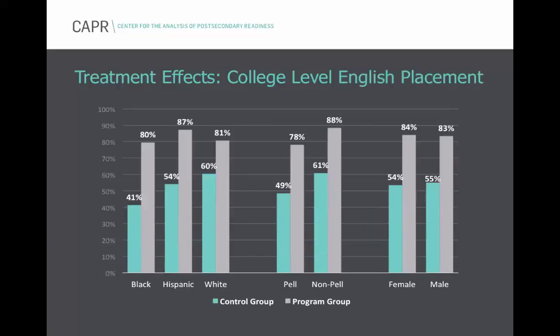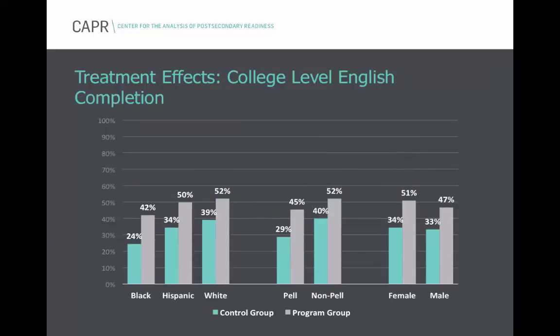And now in English, again, we see a similar pattern, but perhaps more dramatic. You see every group benefiting from being placed using the new method, and every group showing higher rates of completion using the algorithm method.